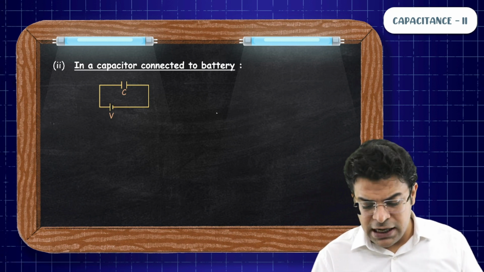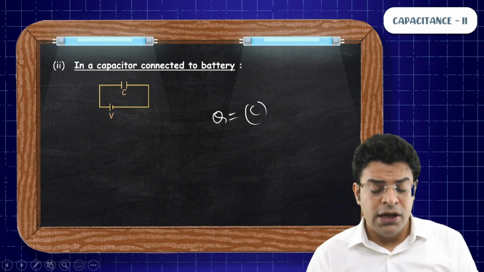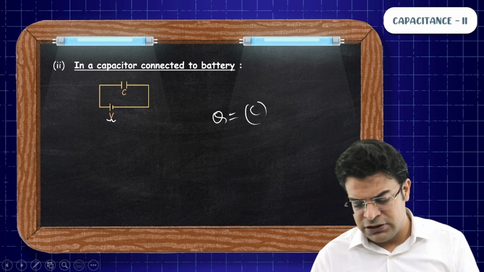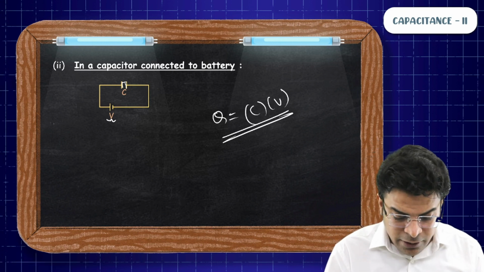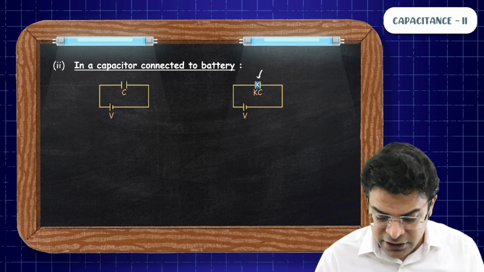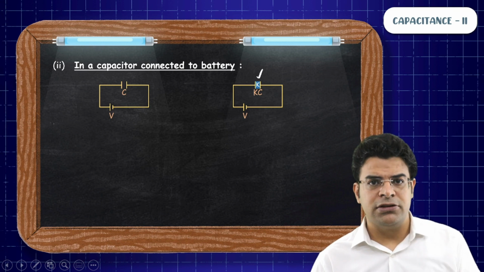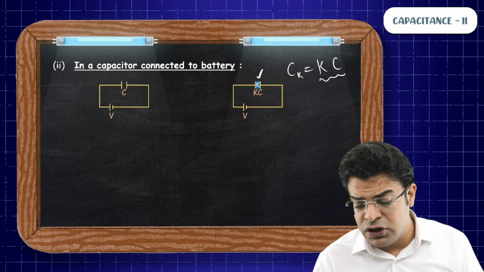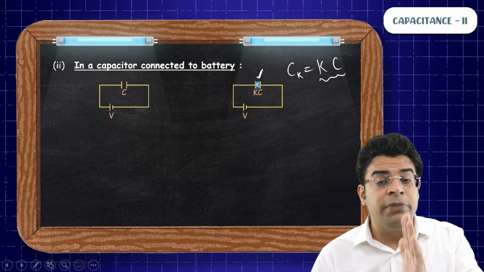We know that the charge on the capacitor will be equal to capacitance times the potential drop across its plates. If you have connected it to a battery of potential V, then the potential drop across the plates of the capacitor will also be V. Now we have inserted a dielectric between the plates. So when we have inserted a dielectric of, let's say, dielectric constant K between the plates, what will be the new capacitance? We know that capacitance with the dielectric equals K times the capacitance without the dielectric, given that the dielectric completely fills up the space between the plates.